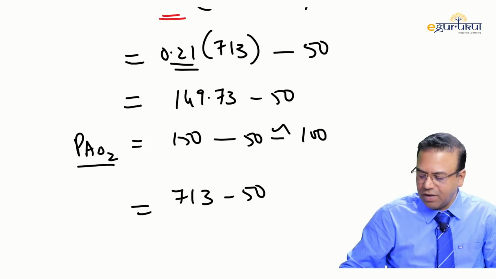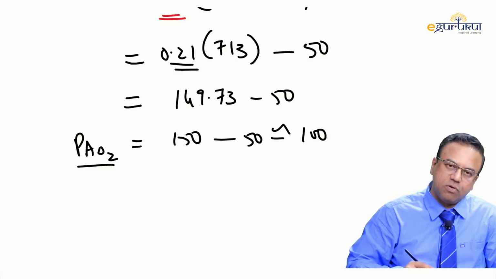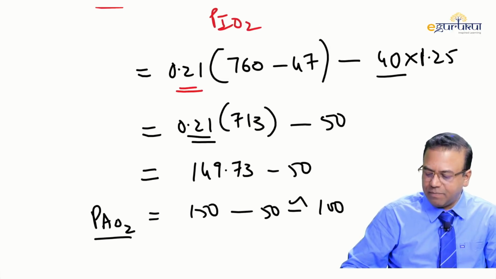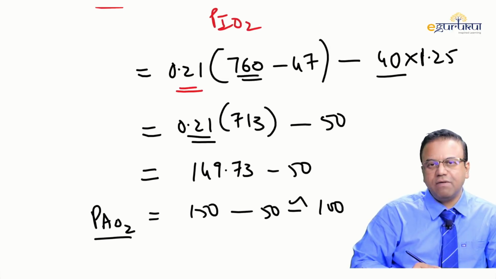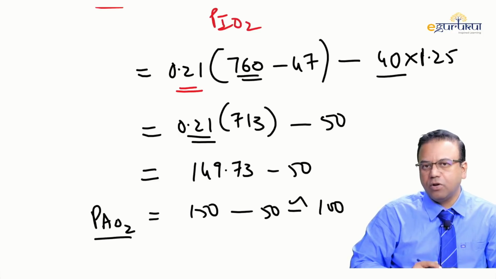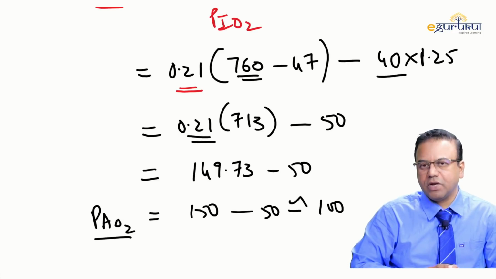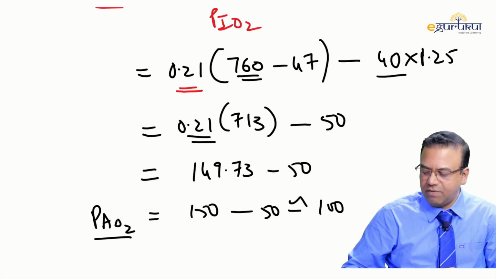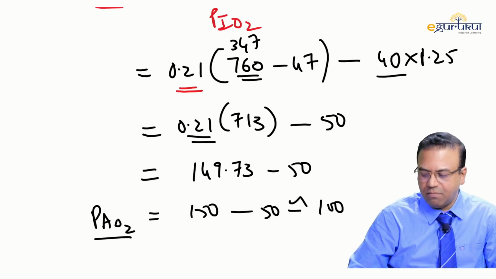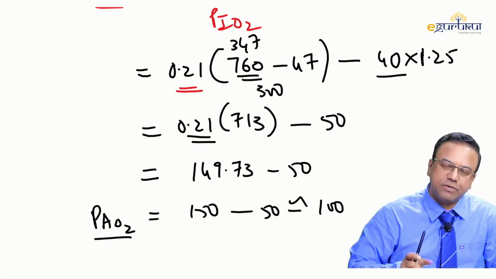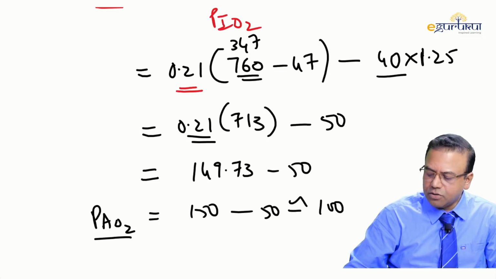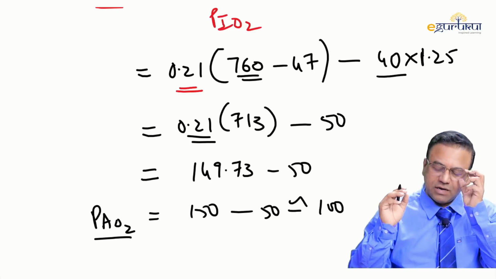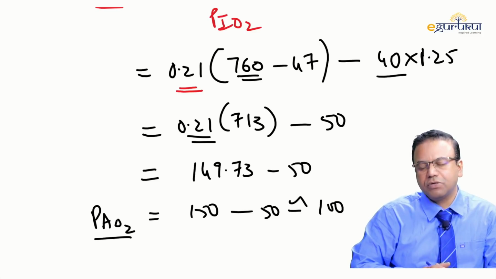When a person starts going above sea level, the higher the person goes above sea level, the lesser the atmospheric pressure. Remember, the atmospheric pressure at sea level is 760, but imagine if the person goes to 10,000 feet and the atmospheric pressure came down to around 347. I'm just giving you a number, around 347. So 347 minus 47, that means this is going to become 300. 300 into 0.21, obviously the number is going to be significantly less. So it's important to understand the factors that affect the partial pressure of alveolar oxygen.